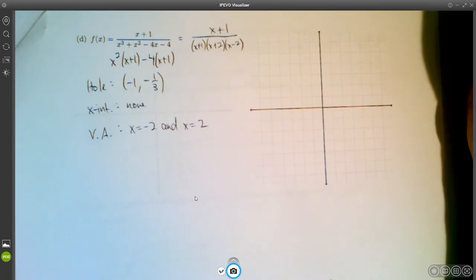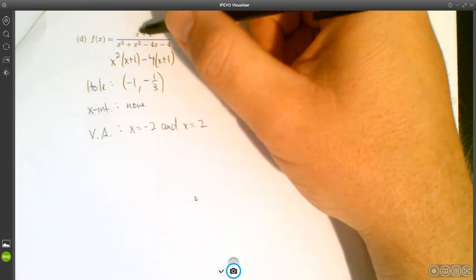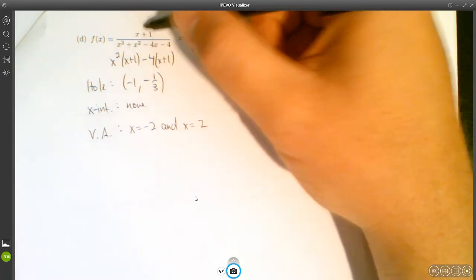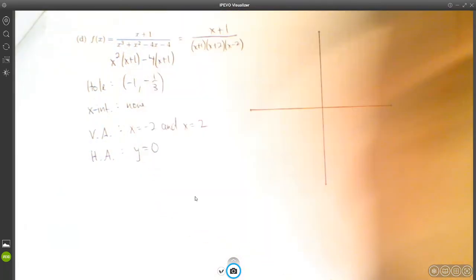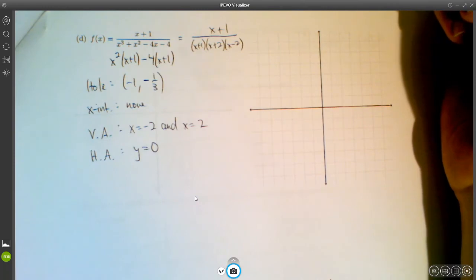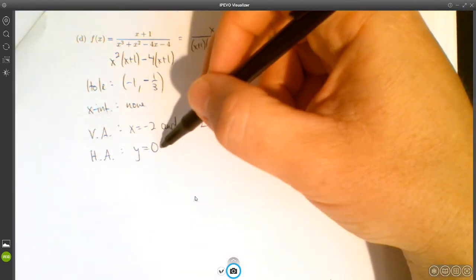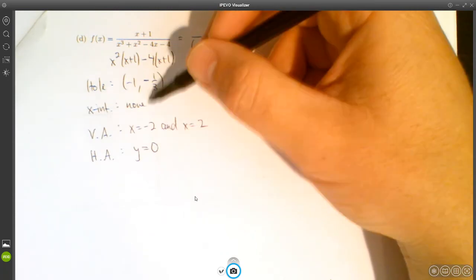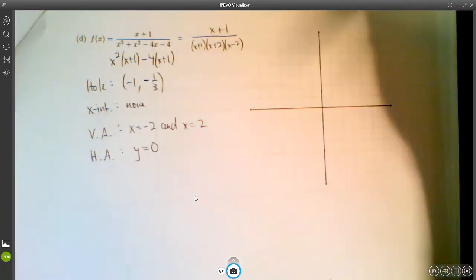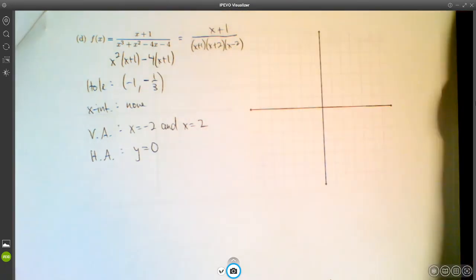What else? What about horizontal asymptotes? Well, the degree of the denominator is greater than the degree of the numerator, so I've got a horizontal asymptote at 0. And I don't need to ask myself whether or not the function crosses its horizontal asymptote. I already know it doesn't, because if it did, then I would have an x-intercept, and I don't. So that takes care of that.